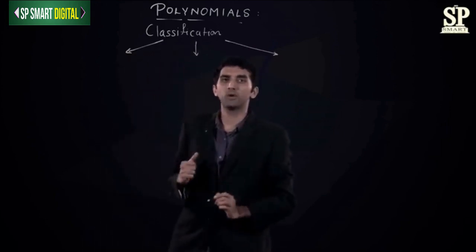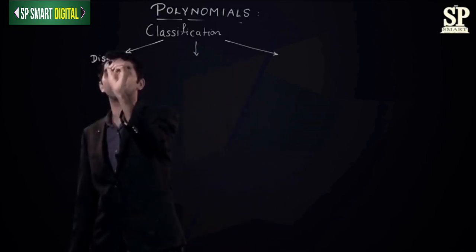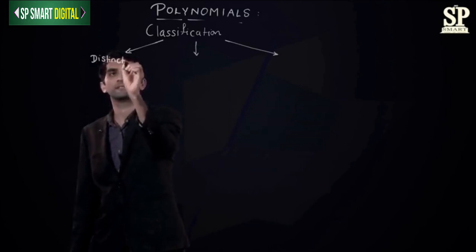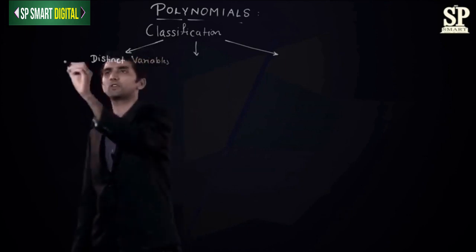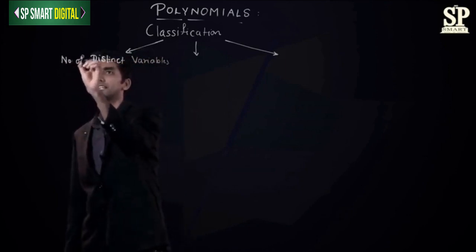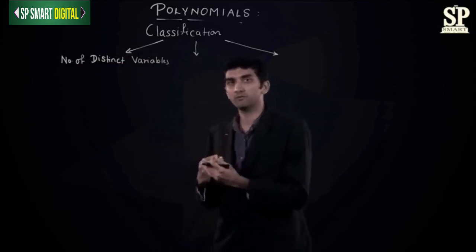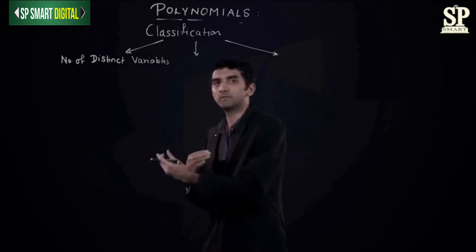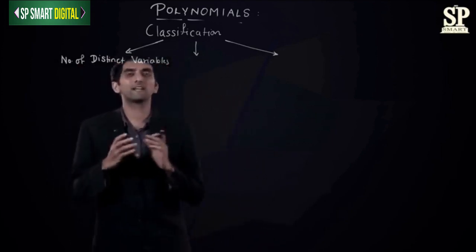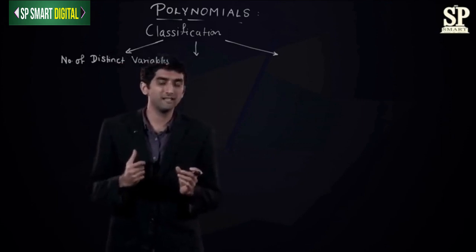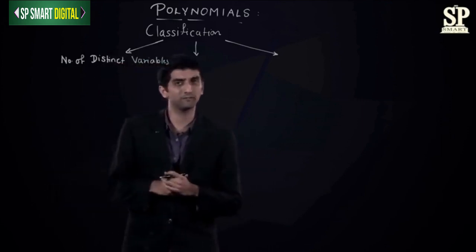The very first one is going to be on the basis of distinct variables. So rather, the classification is on the basis of the number of distinct variables. As you can very easily understand, the more the number of variables, the different name it is going to take. So we know that in a particular expression what a variable is. So x, y, z, a, b, all these are different kinds of variables.